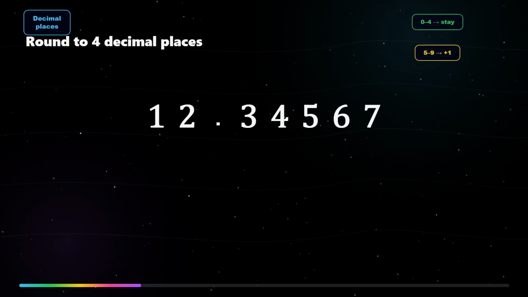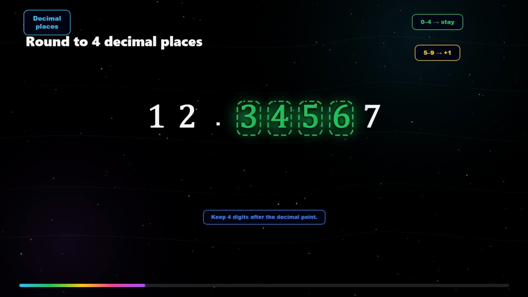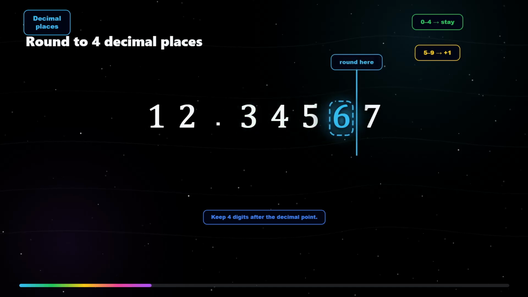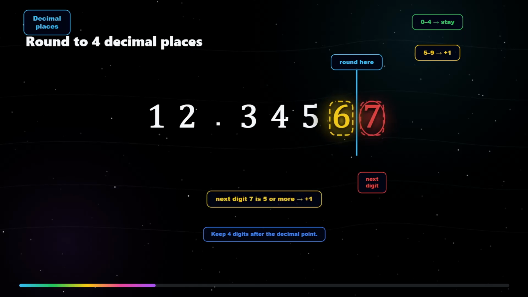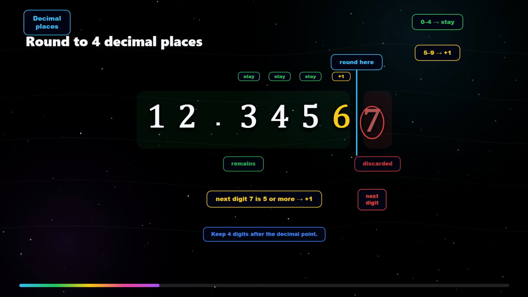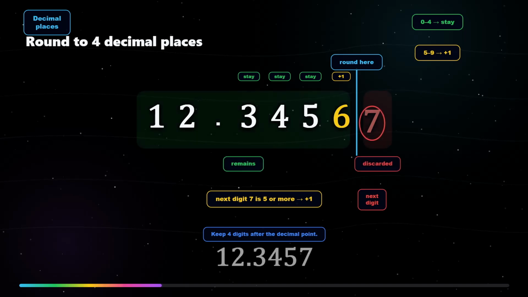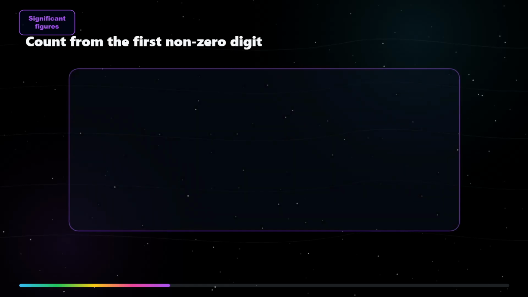Now round 12.34567 to 4 decimal places. 4 decimal places means we keep 4 digits after the decimal point. So we keep 3, 4, 5, and 6. The partition line goes after the 6. Now look at the next digit. The next digit is 7. 7 is 5 or more, so the 6 goes up by 1. 6 becomes 7. Everything after the line is discarded, so 12.34567 rounded to 4 decimal places is 12.3457. Now we switch to significant figures.